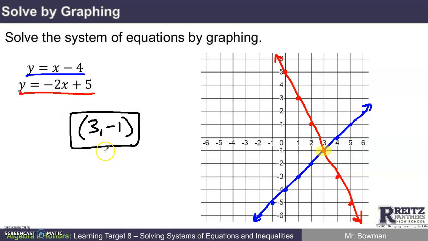And a good way to check this is to just confirm that that ordered pair works in both equations. If I let x be 3, 3 minus 4 is negative 1, that one works. Here if I let x be 3, negative 2 times 3 is negative 6, negative 6 plus 5 is negative 1. That is the solution, isn't it?